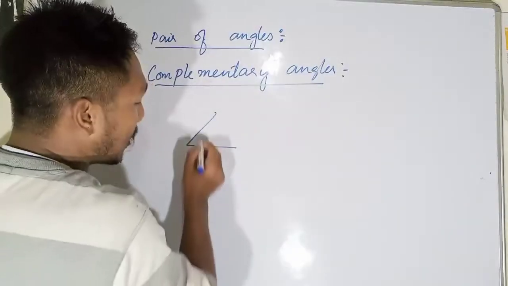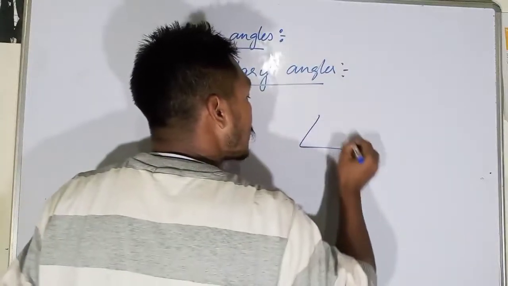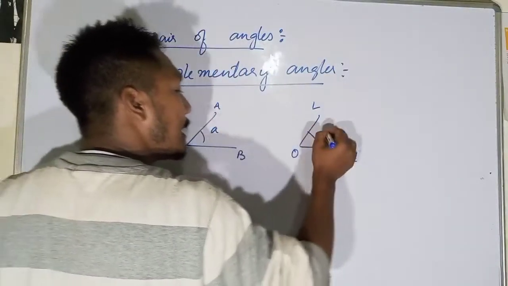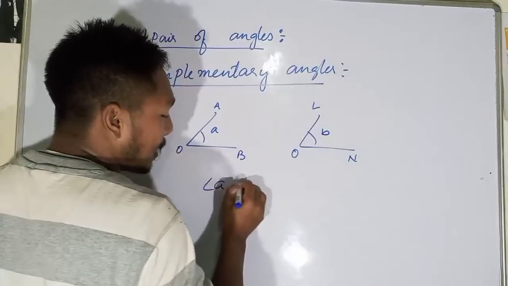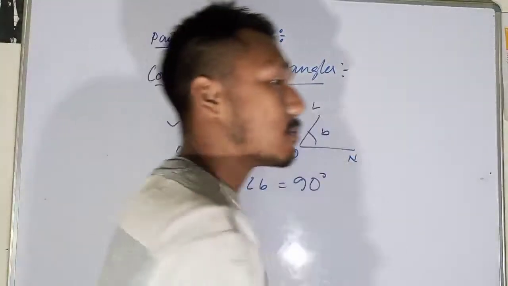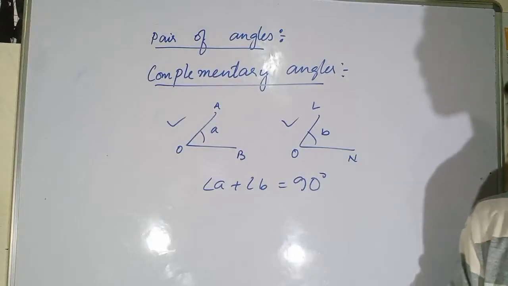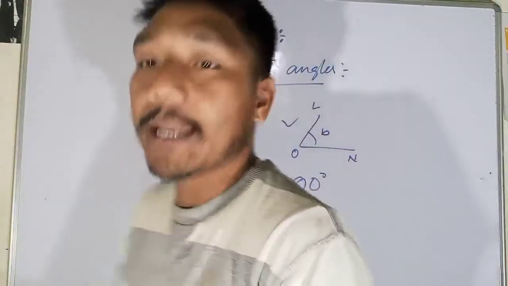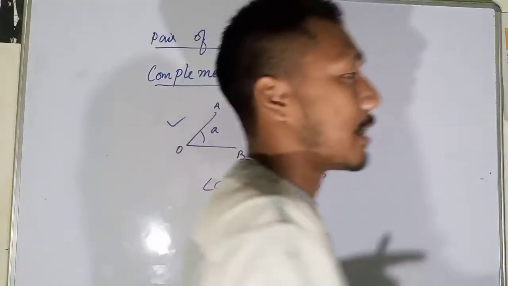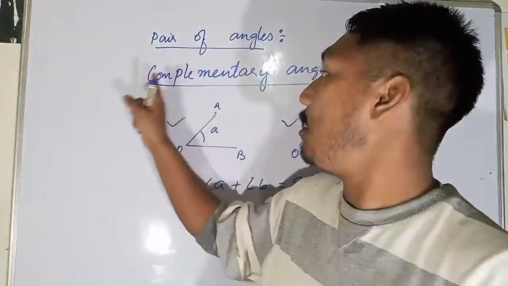The pairs of angles whose sum, let's say this is one angle, A O B, and another one is this one, L O N. If this angle A plus angle B is equal to 90 degrees, then these two angles are what we call complementary angles. So what is a complementary angle? If the sum of two angles measures 90 degrees, such types of angles are known as complementary angles.